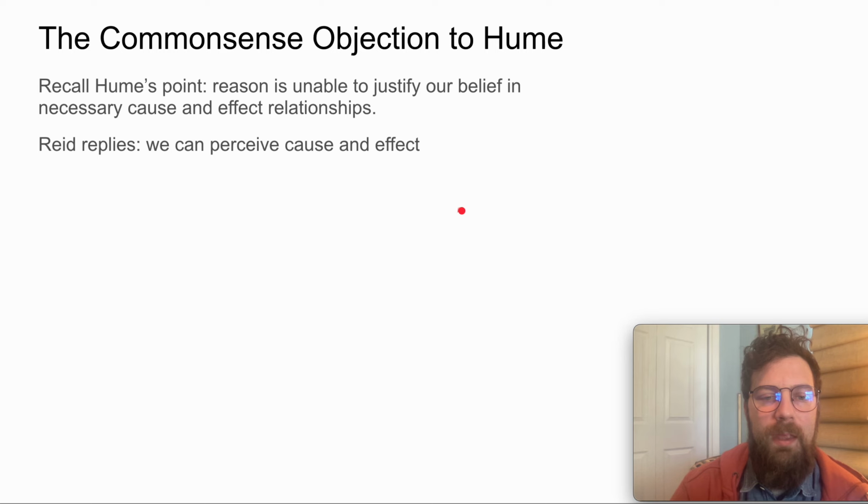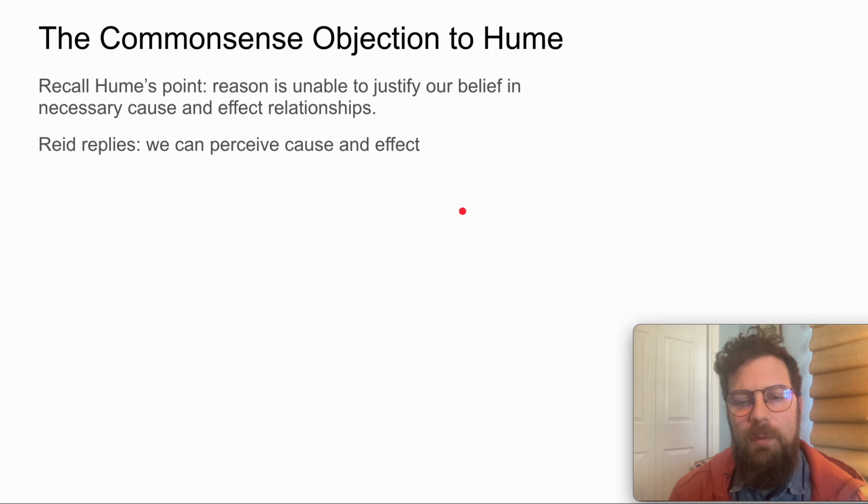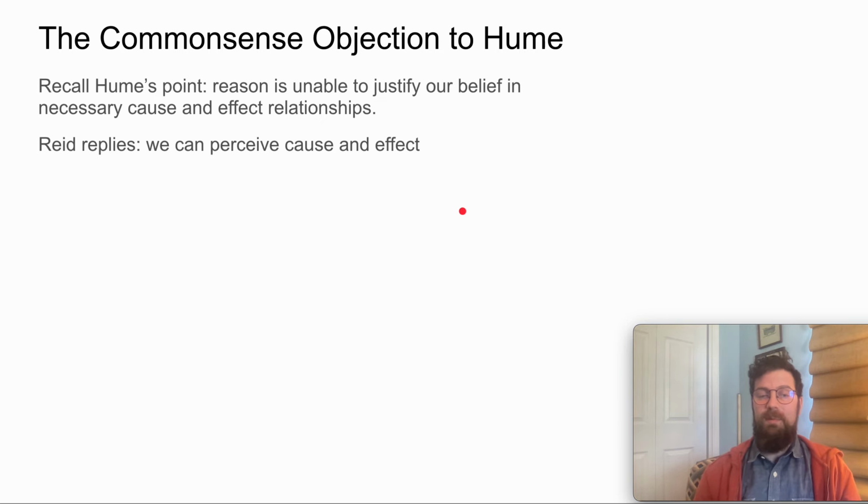To move on, one response that we find to Hume is from Reid. Reid replies, look, when I perceive one thing after another, I don't just perceive the ideas of these things, I perceive things themselves. And moreover, Reid is going to say, we can know about cause and effect because our experiences of things themselves suggest causal relationships between them.